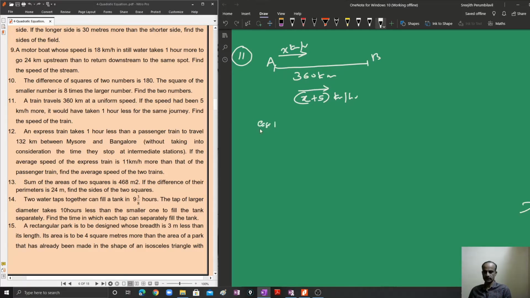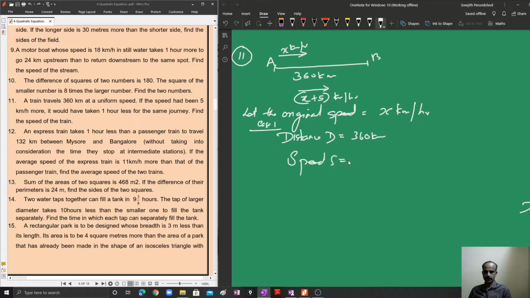Case 1. What is the distance? The total distance D is equal to 360 kilometers. Let the original speed be x kilometer per hour. So distance D is equal to 360. What about the speed? Speed S is equal to x kilometer per hour, that is the original speed. What about the time? Distance by speed, that is equal to 360 by x.